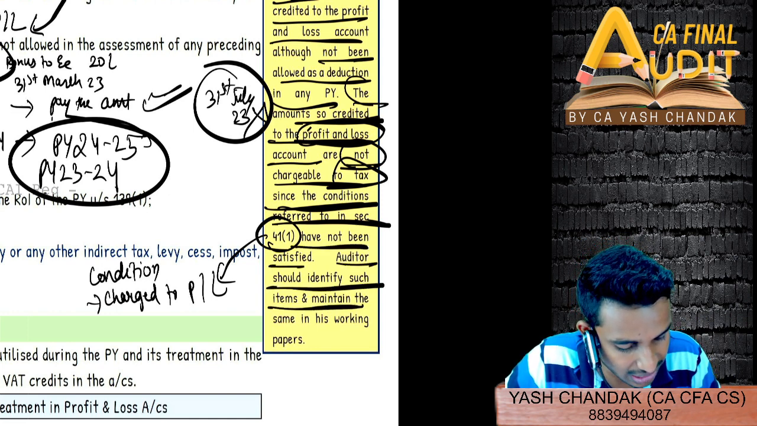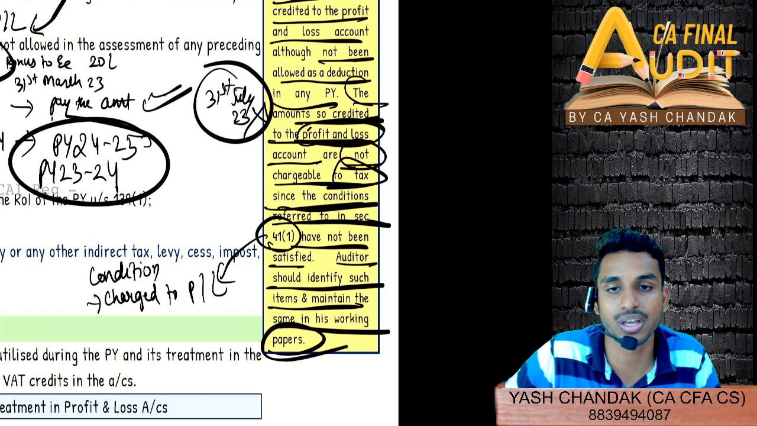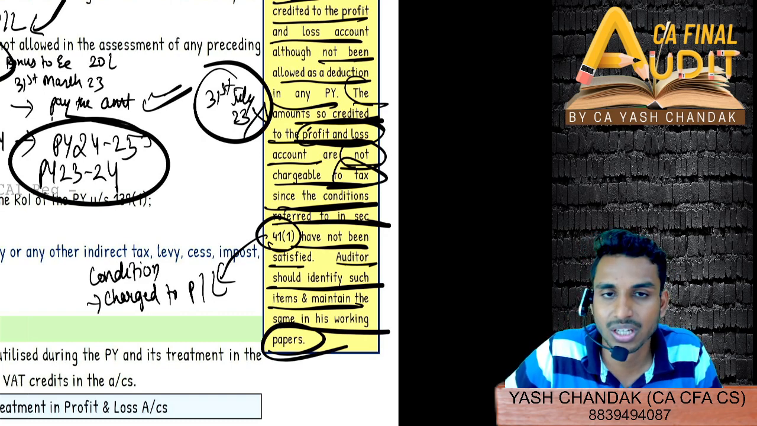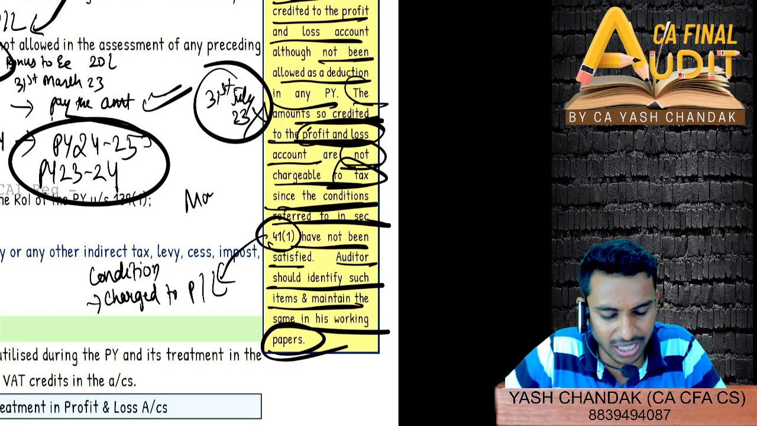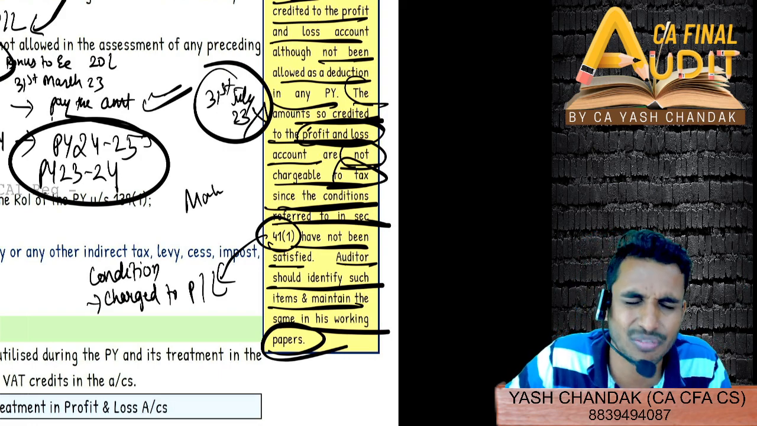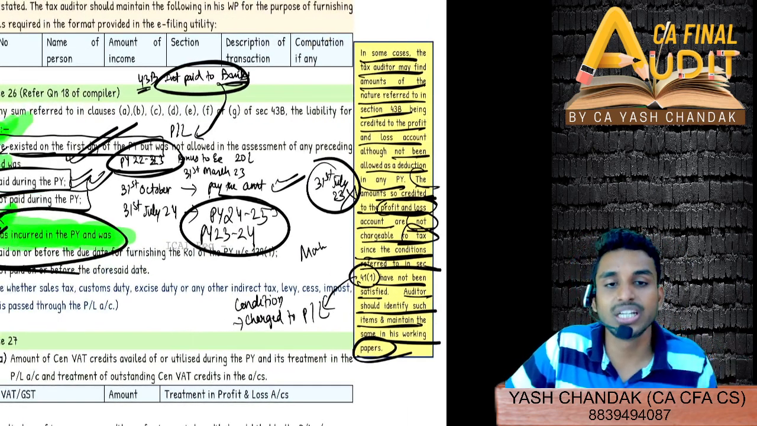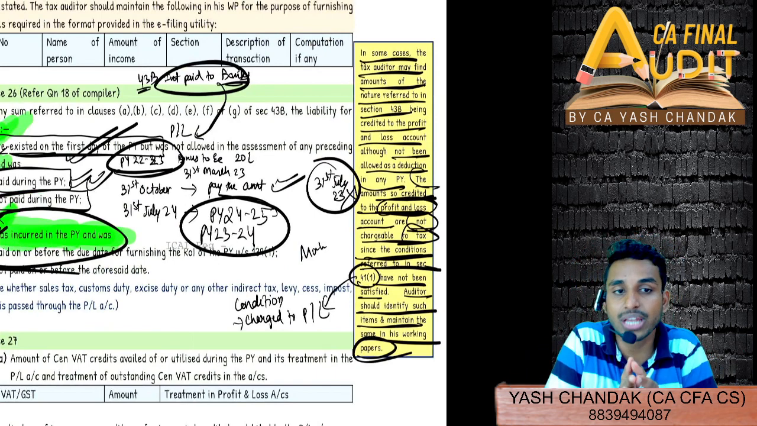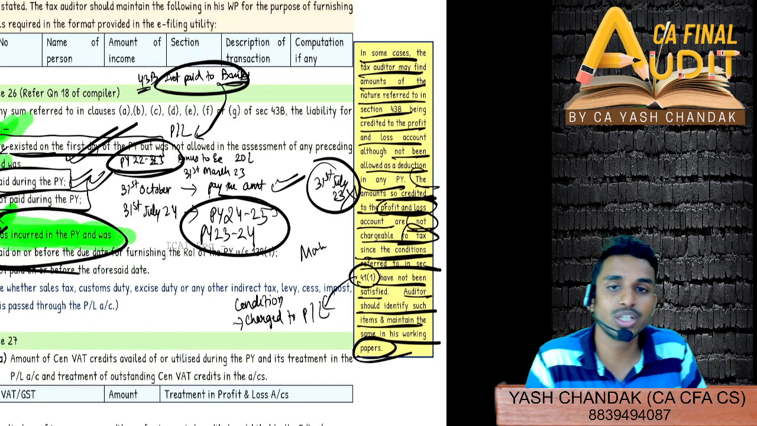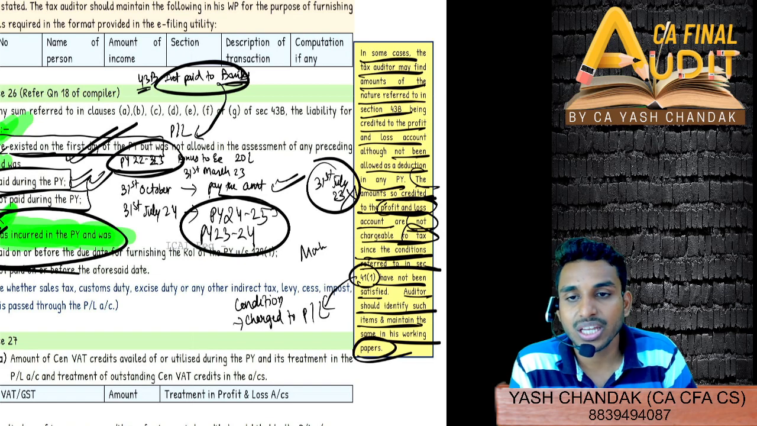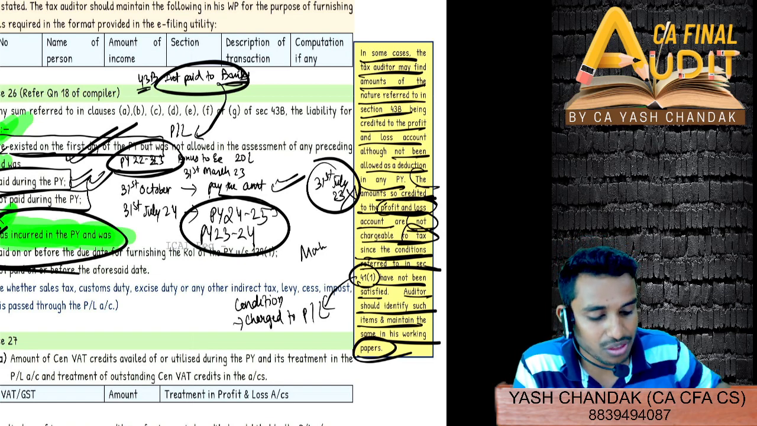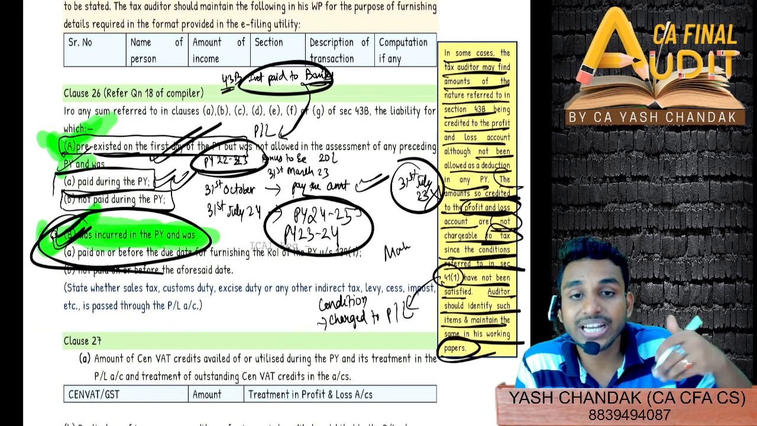Auditor should identify such items and maintain the same in his working papers as well. So this question can come. This is generally the case of Mahindra and Mahindra. The case law was there in the Income Tax Act as far as I remember, but you might find in your DT paper as well that they can give you that case. Do you need to add back this income in your profit and loss account? Then you have to specify this, since this was already not deducted.